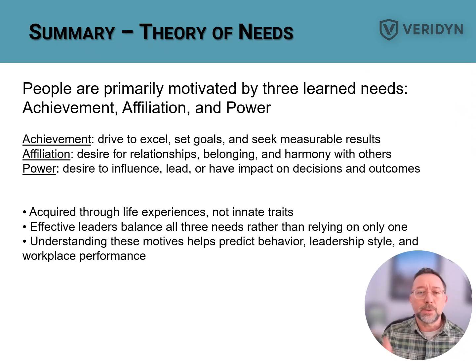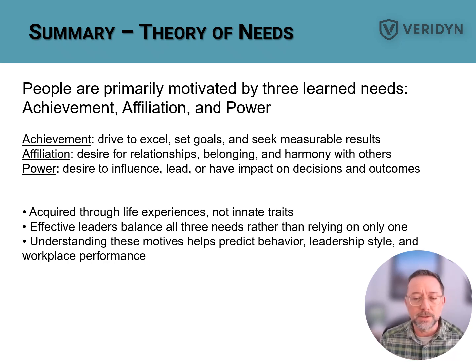So real quick, we're over 12 minutes. Summary of the theory of needs. People are primarily motivated by 3 learned needs: achievement, affiliation, power. Again, achievement, drive to excel, set goals, have results. Affiliation, relationships, belong, harmony. Power is influence, lead, or have impact. These are all learned behaviors. You go through life, they're not innate to each person.